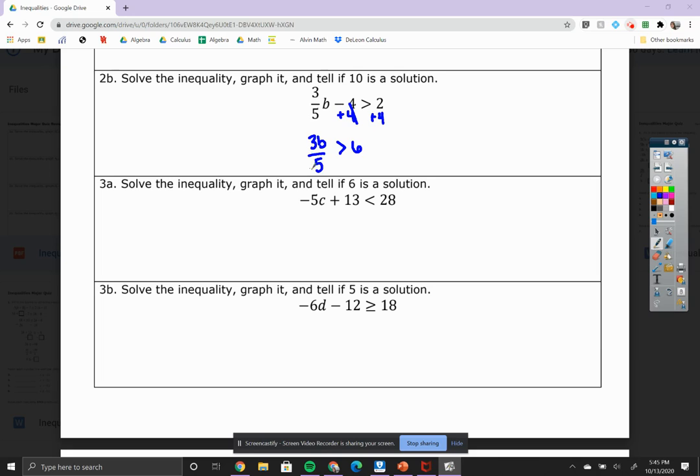So I need to get rid of this 5 on the bottom, which means I will multiply by 5 on both sides. So those 5s cancel out, and I'm left with 3b is greater than 30. Then I divide by 3 on both sides, and I get b is greater than 10.